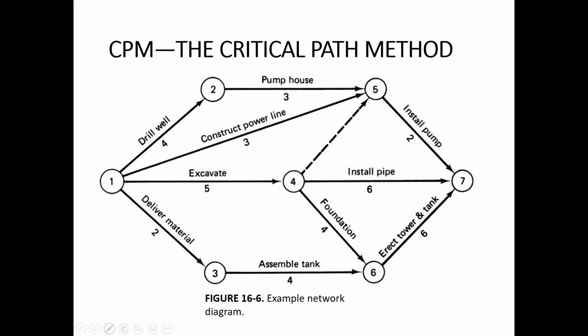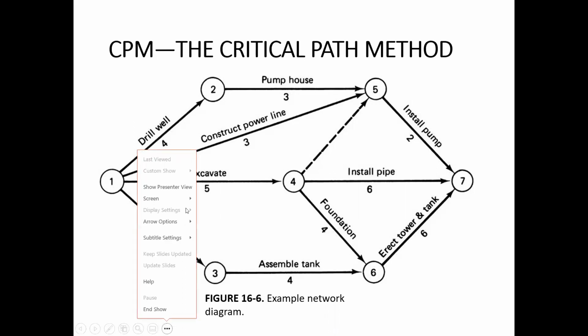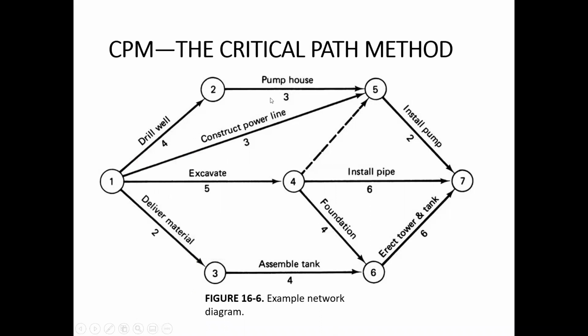So for example, let me display this. Is the arrow diagram visible? Okay. By the precedence relationship, what I mean is that, for example, this drill well precedes this pump house activity. Drill well activity precedes this pump house activity. So using these precedence relationships, we can develop this activity on arrow network diagram.